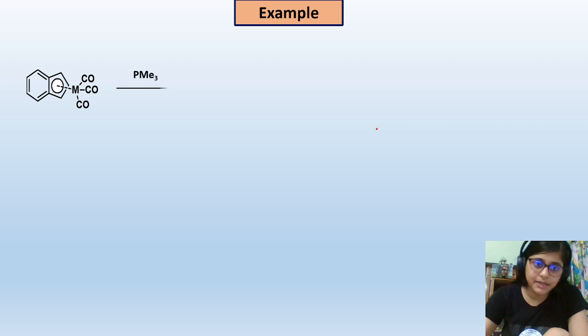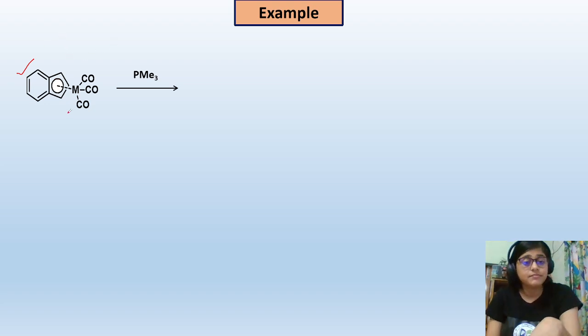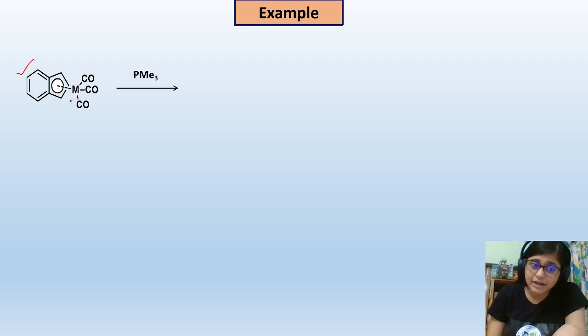See another example. This example is very interesting because it actually has a flexidentate ligand. Let's say it follows the 18 electron rule. Okay, so how can we say that? Then what will be the metal? From the 18 electron rule we can calculate that.